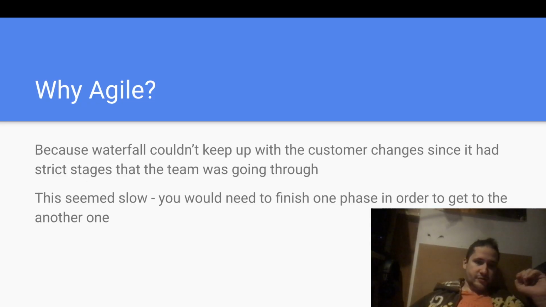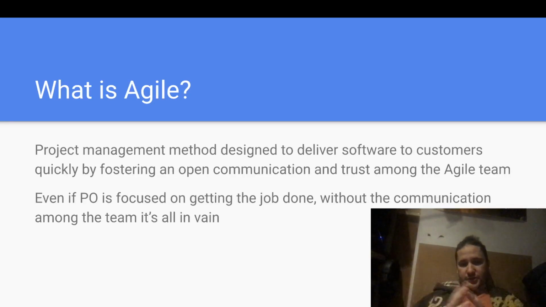Agile doesn't do this. Agile was adopted to show working software to customers as much as possible, because with that, teams will first of all know if they're on the right track, and also get customer feedback. So that was really important. And yes, waterfall seemed slow, since it would finish one phase in order to get to another phase. And that's when Agile was born.